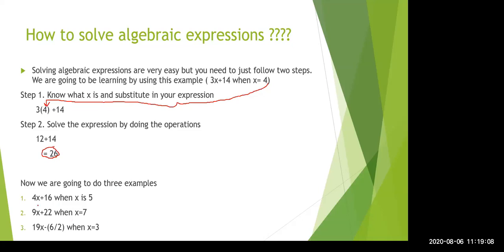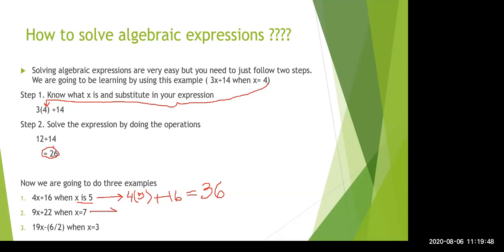So another example is this one. In this example, we know what x is. X is equal to 5. So instead of putting x there, we're going to do 4 parentheses 5, because x equals 5, plus 16. Now we just do order of operations, and we do 4 times 5 equals 20, plus 16. So that equals 36.